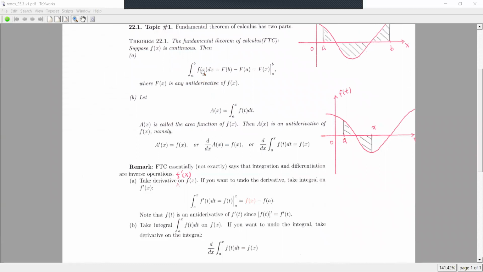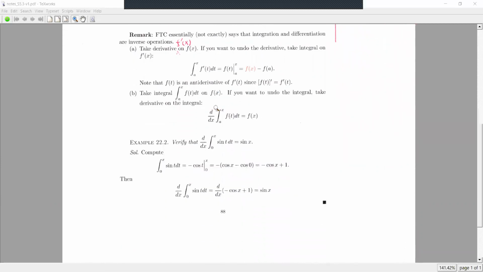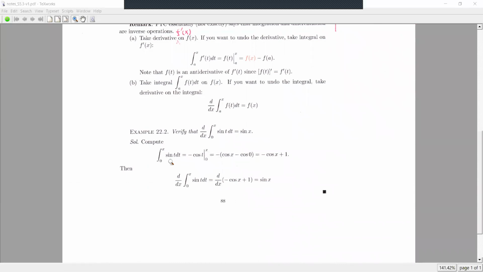fundamental theorem, to compute an integral, we need to find one anti-derivative of the function f. Now f is sine. One anti-derivative of sine is negative cosine. Now by part A, plug in 0, plug in x in cosine, then we get this equation.